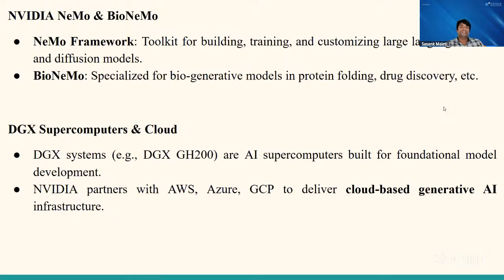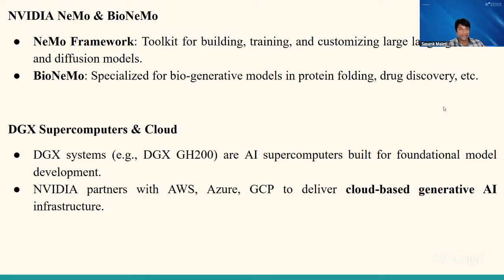And the next thing is NeMo and BioNeMo. These BioNeMo and NeMo are basically generative models, or you can say they are trained and tested customized models. That much you can remember, which is more than enough.